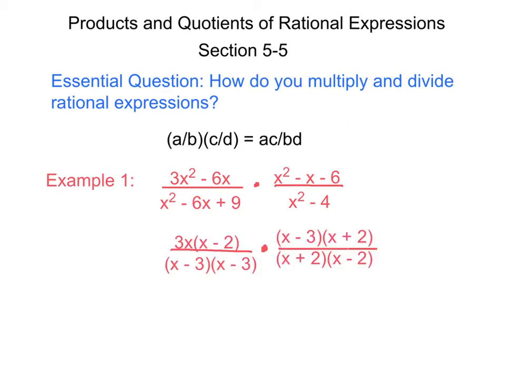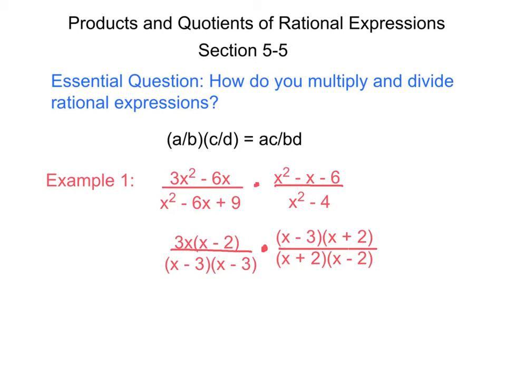So if I factor everything, I end up with 3x times x minus 2 over x minus 3 times x minus 3 on the left. And on the right, I have x minus 3 times x plus 2 over x plus 2 times x minus 2. Now, if we look at this closely, we can see that there are several terms that we can cancel, okay?